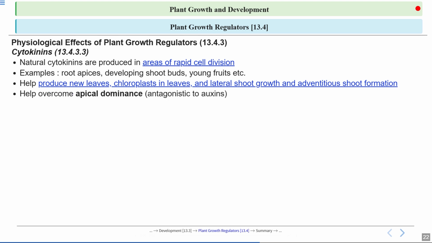So it also helps to overcome apical dominance and promotes nutrient mobilization. So when there is a requirement of mobilization of nutrients from one region to another, there is a requirement of this hormone, right? It also delays leaf senescence.